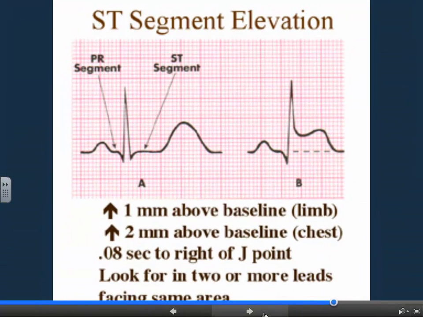ST segment elevation, when we're looking at a 12 lead, we're looking for at least 1 millimeter above the baseline in your limb leads and at least 2 millimeters above the baseline in your chest leads.